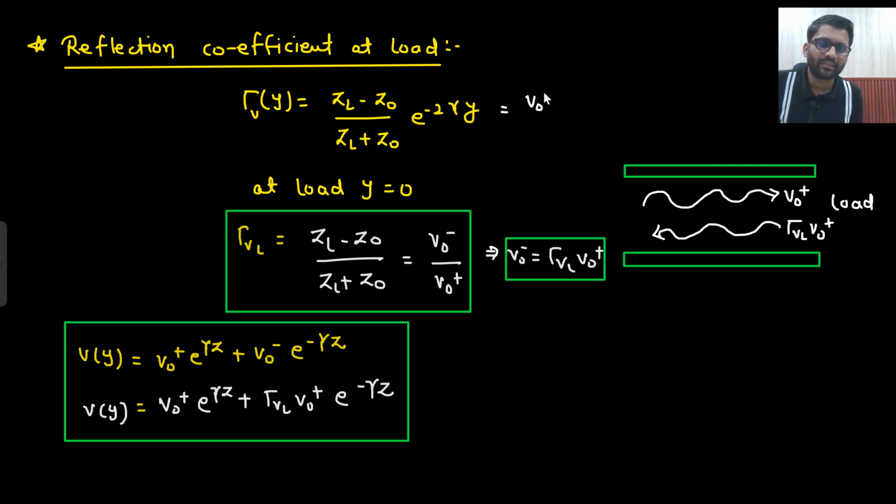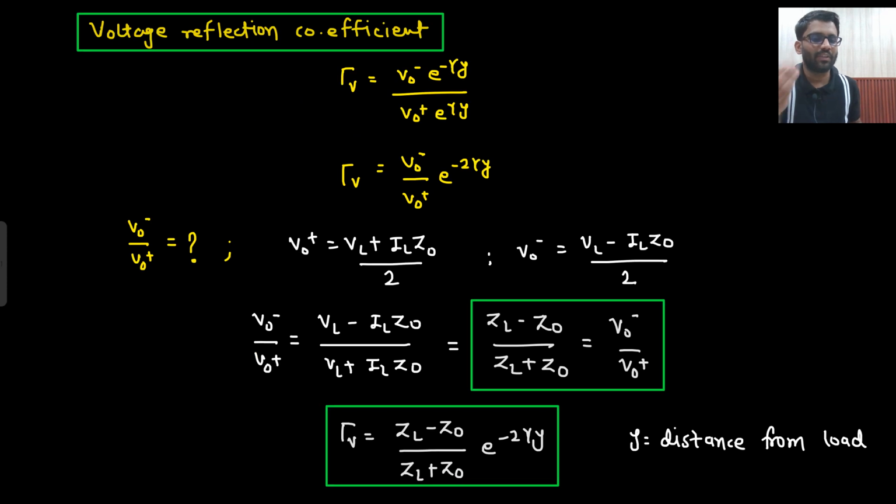Sorry, V0 minus e to the power minus gamma y divided by V0 plus e to the power gamma y. But if I calculate at load, then y equals 0, I will put that, and it will be equal to V0 minus divided by V0 plus. Is that clear to you? I know there are a lot of things. It feels like there are a lot of things, but when we write down the summary, you will realize that only a few things are there.